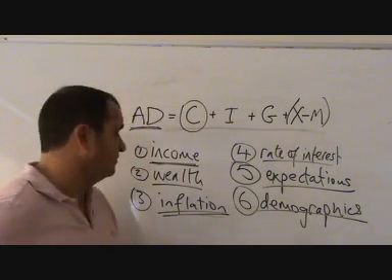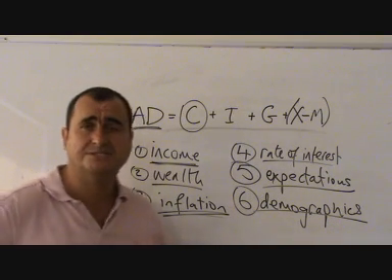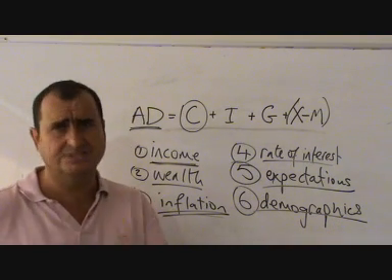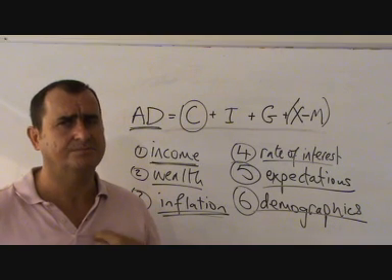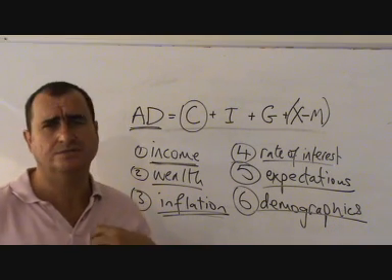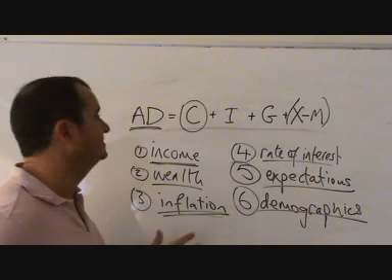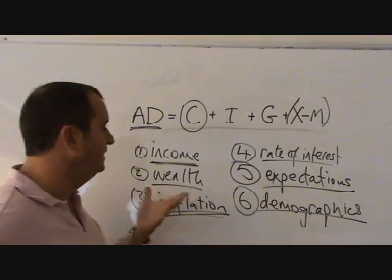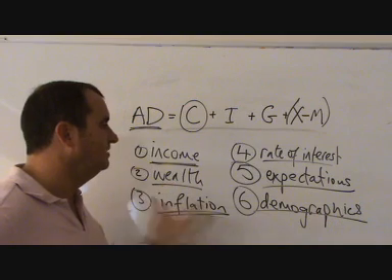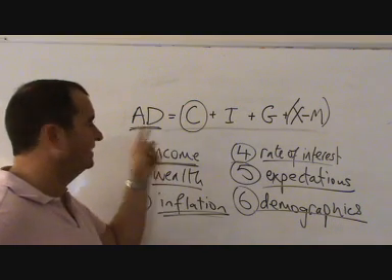There are just six. There are other things. I could talk about the availability of credit, how easy it is to borrow money. That's an issue at the moment. It's not been so easy to get mortgages, and that's reduced consumption in the UK in the last year or two. There are other things that influence consumption, but these are the key influences on the major component of aggregate demand.